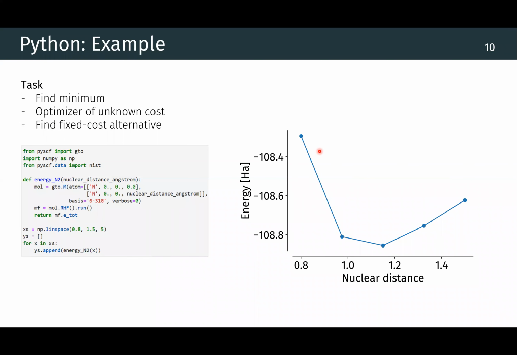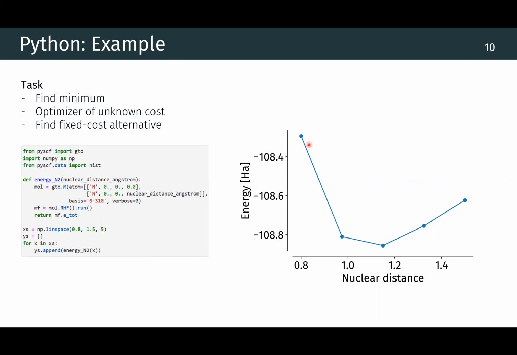And this means that using an optimizer is of unknown cost. I don't know how many steps I have to take in order to get to the minimum. I don't know that beforehand. Now, what if I just want a quick estimate that tells me something about where the minimum should be with a fixed cost? So no matter how this potential looks like, it has a fixed cost of function evaluations. So here we have 1, 2, 3, 4, 5 function evaluations. So that's a fixed cost, and any optimizer is going to take significantly more steps, which we'll see on the next slide.